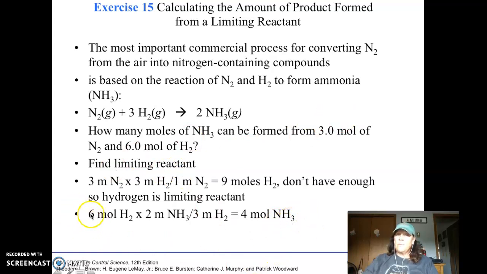If I would have started with my moles of nitrogen, I would have ended up with more moles of product. And if you actually did it, you'd wonder, why don't I have that many moles of ammonia? Well, when I did my calculation, I didn't start with my limited reactant. You always start with your limited reactant, okay?